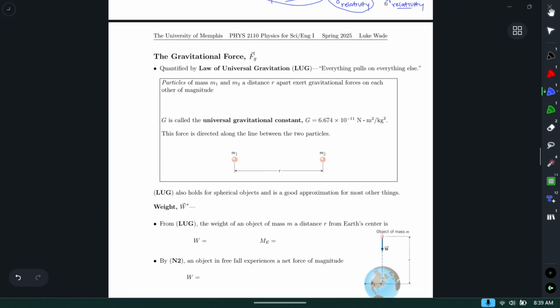Let's look at the gravitational force in a little bit more detail. We're going to take each of those forces I listed above, gravitational, normal force, friction, and tension, and sort of look at each of them in more detail.